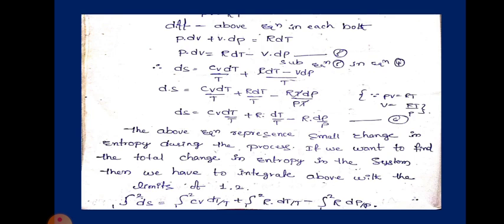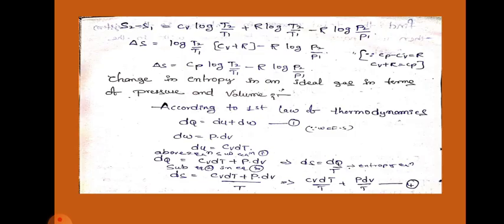So the above equation represents a small change in entropy during this process. If we want to calculate the total change in entropy in this system, then we have to integrate the above equation within the limits 1 to 2. So the integral from 1 to 2 of ds is equal to the integral from 1 to 2 of cv dT by T plus the integral from 1 to 2 of R dT by T minus the integral from 1 to 2 of R dP by P. Therefore S2 minus S1 is equal to cv log T2 by T1 plus R log T2 by T1 minus R log P2 by P1.